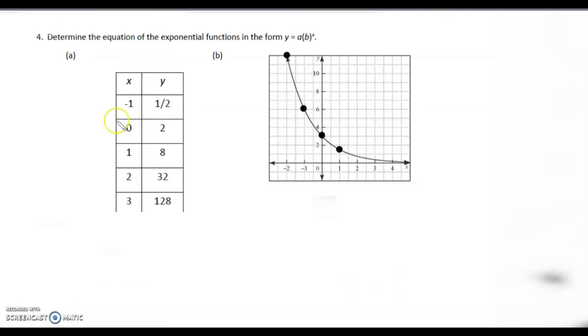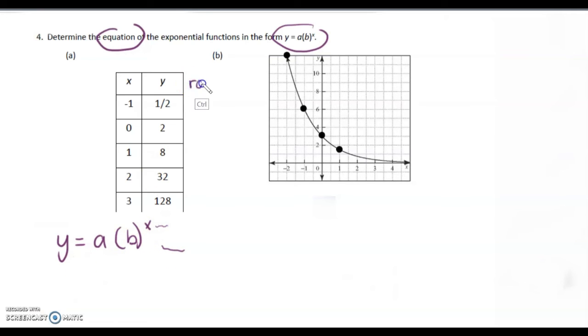Okay, and lastly, number 4, determine the equation of the exponential in this form. This form specifically tells us that there's a stretch. We want to know the base, and then it's to the x. There's no shifts, and we're going to assume no reflections, but there's no shift here or in the exponent.